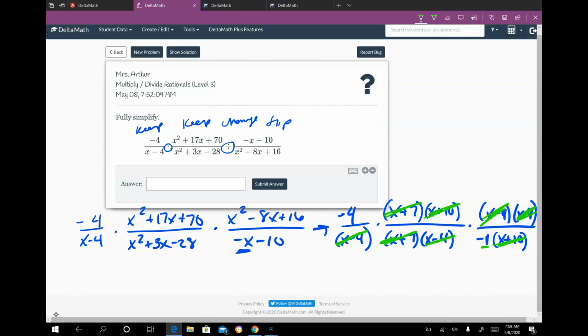Okay? So then you smush what you have left. All I have left is a negative 4 on top and a negative 1 on top. Well, negative 4 divided by negative 1 is going to be a positive 4. So this actually reduces down to a number, which is kind of cool. It started out super huge, and now it's just a number. All right, I'm going to do two more.